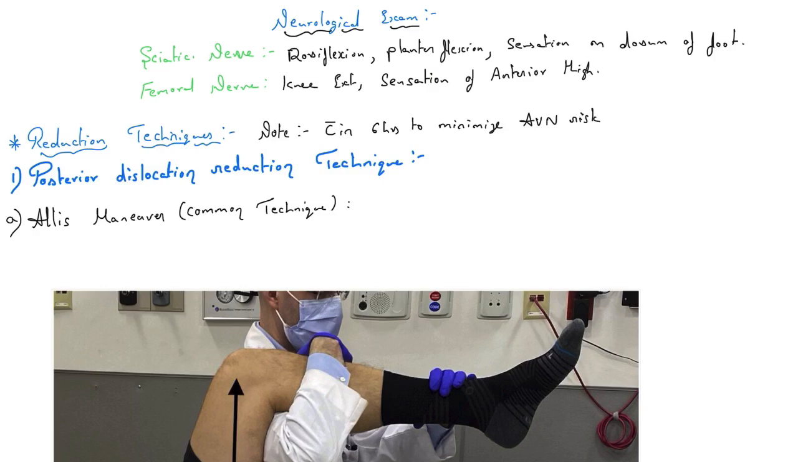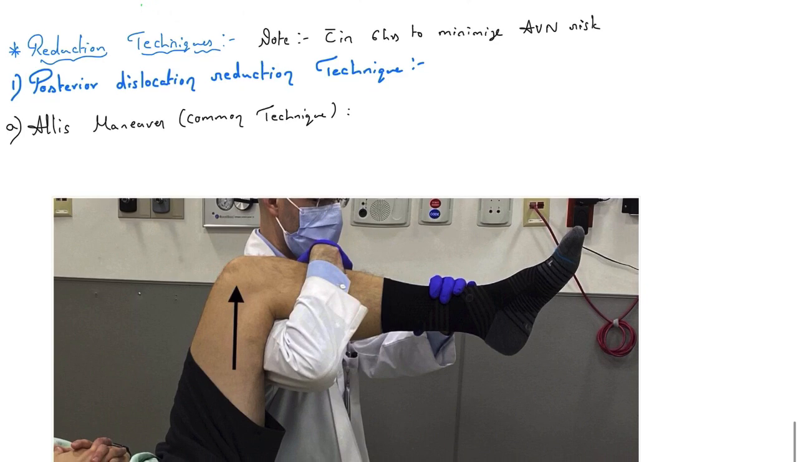Next is the femoral nerve, as in anterior dislocation. In anterior dislocation, though it's very rare, obturator nerve injury can also happen. In the femoral nerve we can check knee extension and sensation of the anterior thigh. And we have some manual maneuvers or techniques for reducing the dislocation.